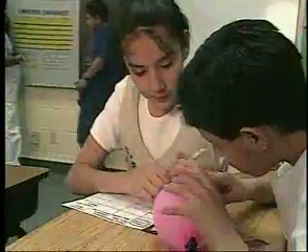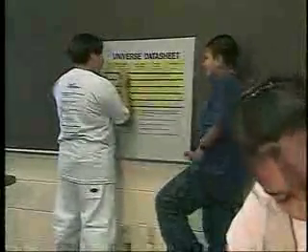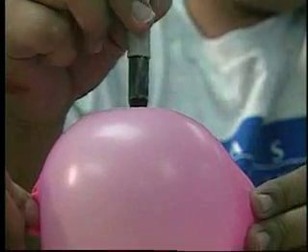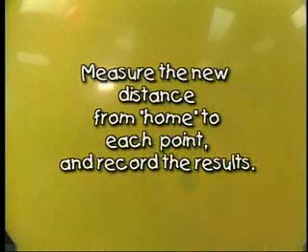Measure again the distance to point number 1 from home. Be sure no air has escaped. Record the distance from home to each point. Be careful not to compress or dent the balloon while making the marks. Expand the balloon to about the size of your head. Measure the new distance from home to each point and record the results. Be careful not to compress or dent the balloon while making the measurement.